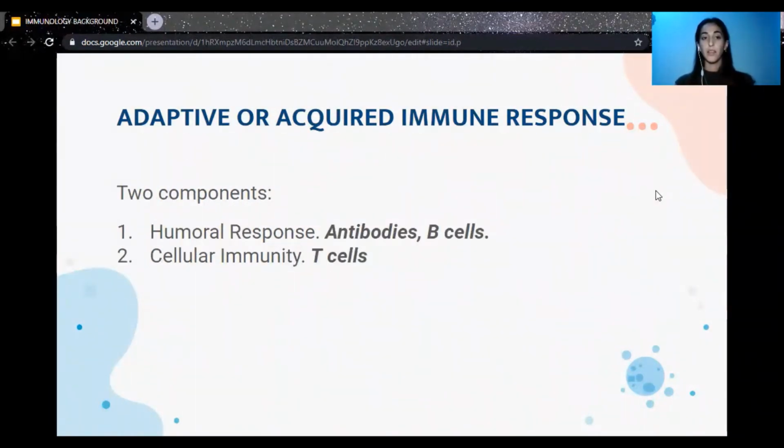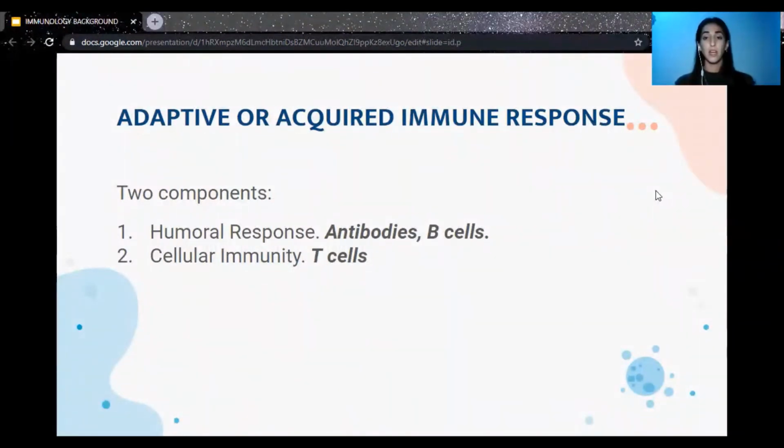So we can divide this adaptive or acquired immune response into two categories, the humoral response and the cellular immunity. In the first one, we have the antibodies and all the secretions secreted by the B cells, the B lymphocytes. These cells are going to produce antibodies as a response against the immunogen. The antibodies are specifically directed against the microbial antigen.